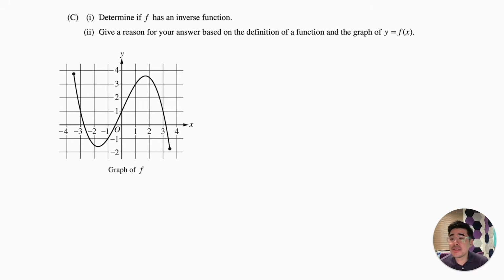Part C asks you to determine if f has an inverse function. So here's the graph of f. Remember that a function is invertible if it passes the horizontal line test, and we see that it does not pass the horizontal line test, aka it is not 1-to-1, right? There are multiple x points for a single y point. So for part 1, all you need to do is answer no. f does not have an inverse function.